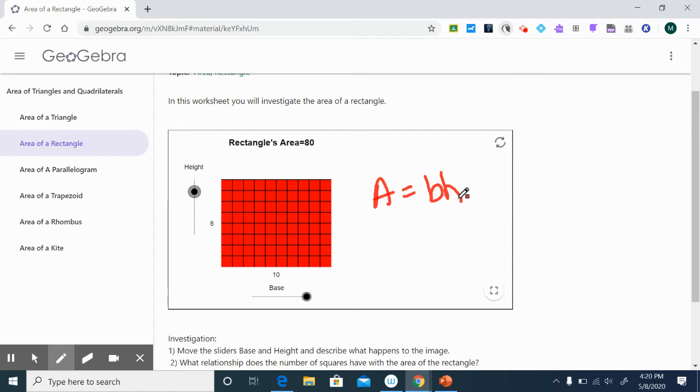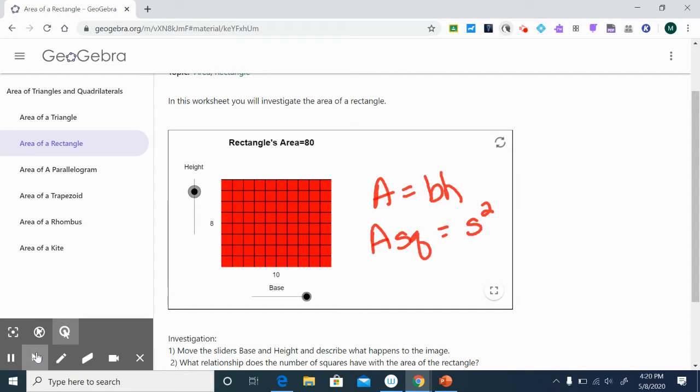In a rectangle, if we have a square, we can use the same formula. It's just your square, all sides are equal. So traditionally we say your area of a square is going to be your side squared, which is still just base times height. It just happens to be that your base and your height are exactly the same.